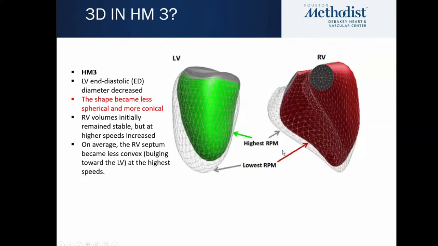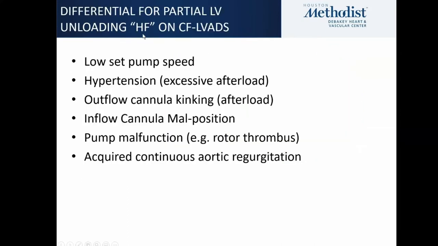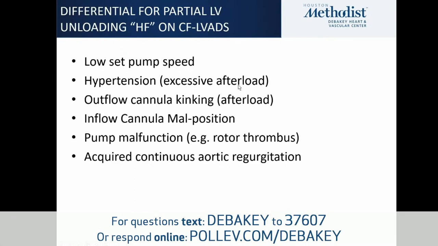Now, if you have a patient with ineffective unloading, the differential diagnosis could be that they are set at a lower speed or they have hypertension. Remember the HQ curves that I talked about, where excessive afterload really affects the differential pressure, hence affecting the unloading. There could be outflow kinking or inflow cannula malposition. These are things that we can better assess with CT scan, which Dr. Chang is going to talk about, whether there is pump malfunction, and whether there is continuous aortic regurgitation.